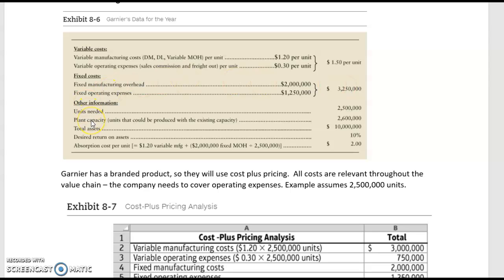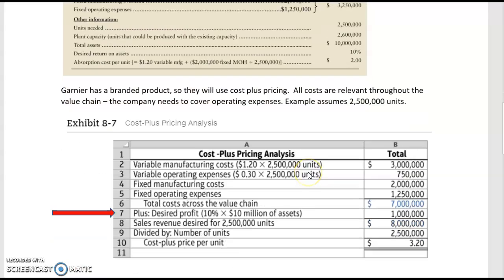Then they've got some other information here. Units needed are 2.5 million. Our capacity is 2.6 million, so we're good there. Assets are $10 million, and the desired return on assets is 10%. They're giving you absorption costs per unit, $2 per unit. It doesn't matter, we're not interested in it. So Garnier has a branded product, so they're going to use cost plus pricing in this first example.